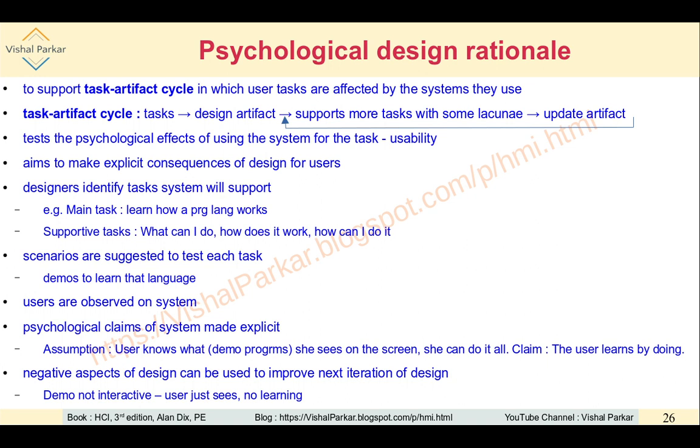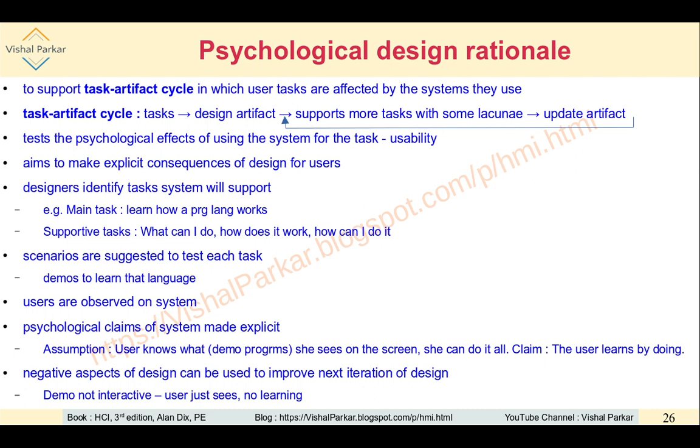And to support this particular task artifact cycle, psychological design rationale is used, because it assumes that this is the task artifact cycle in which user tasks are affected by the systems that the user uses. We'll see how. Here, for that, it tests the psychological effects of using the system for the task. So we have seen previously various usability criteria. So these criteria may be used here.